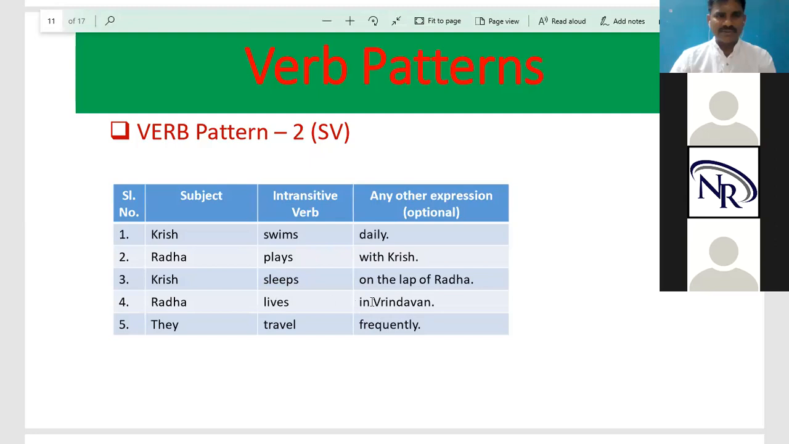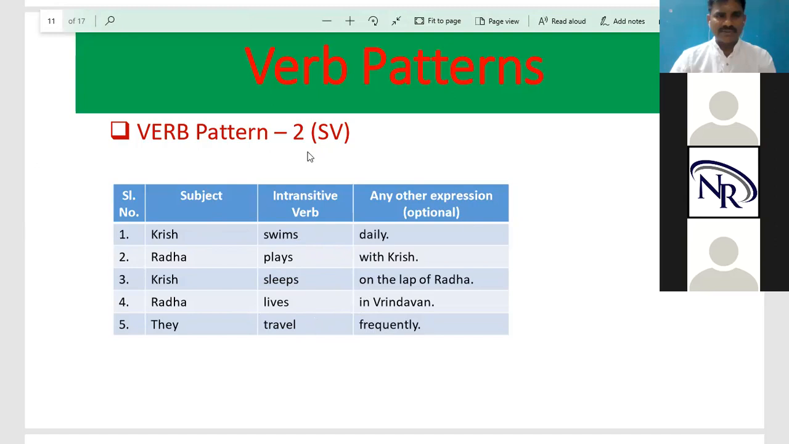Radha lives in Vrindavan. Lives is intransitive. They travel frequently. Travel what? No answer. So travel is intransitive. He travels. They travel. Here swims, plays, sleeps, lives, travel, these are all intransitive verbs.